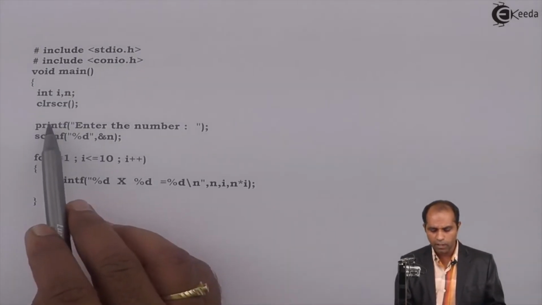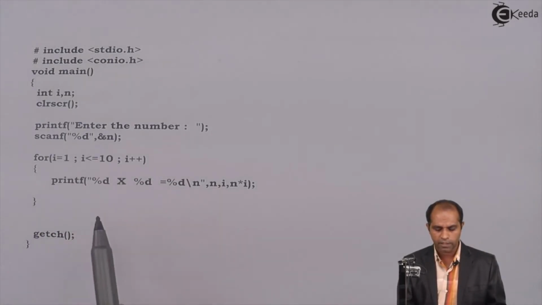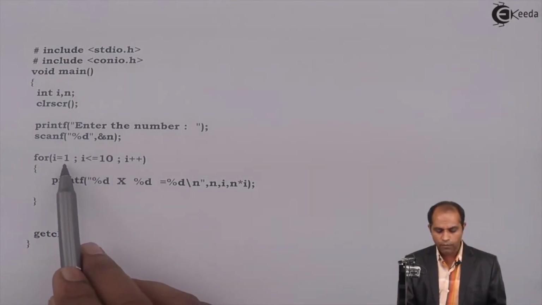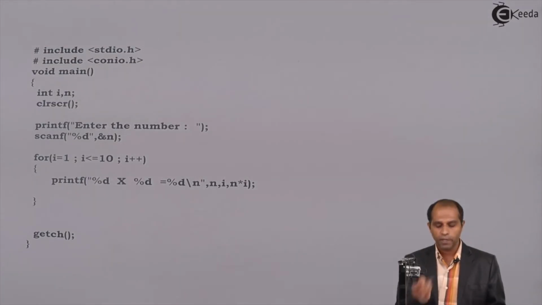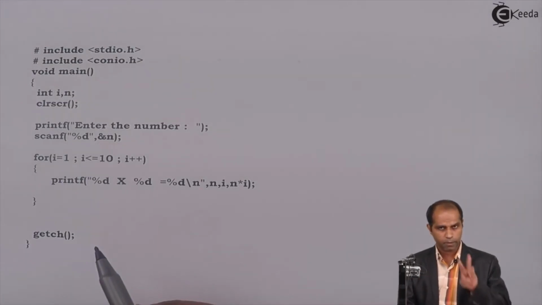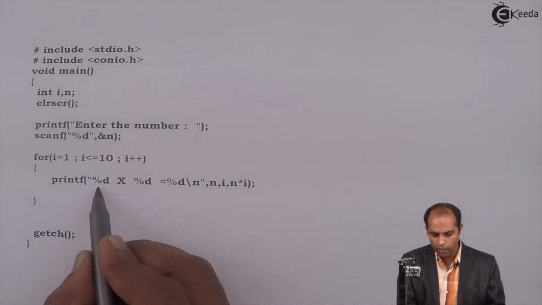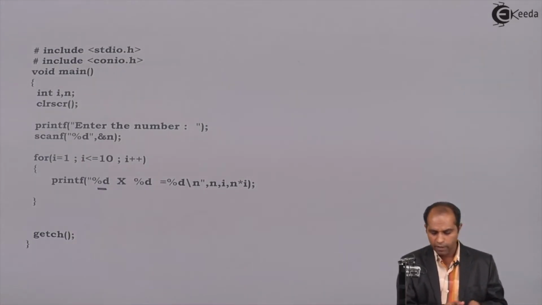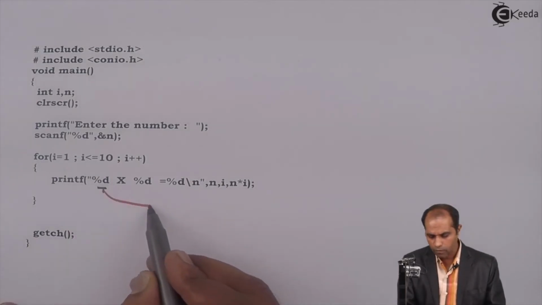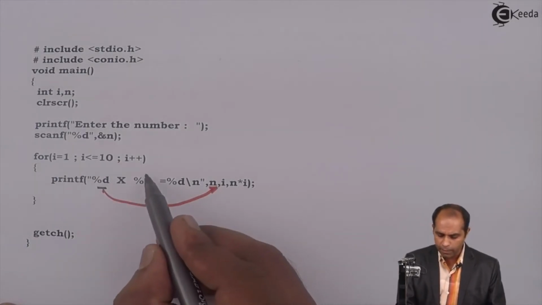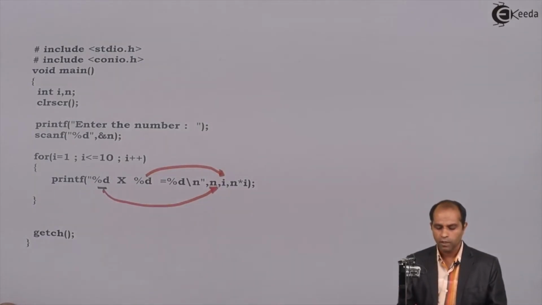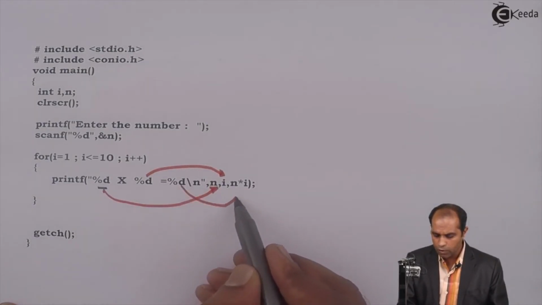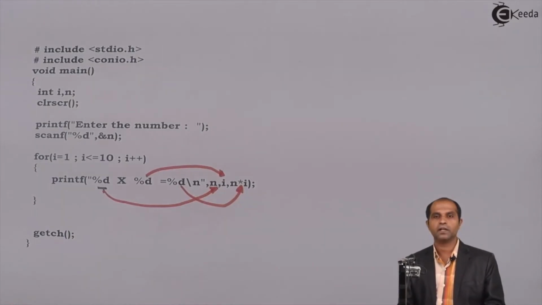Let's look at the code for implementing this particular program. I have this: ask the user to enter the number, read the number as n, take this I from 1 to 10. Since I'm supposed to print the values on the screen, I'm supposed to print 3 values. The first value corresponds to n. The second percentage d corresponds to the value of I. And the third percentage d corresponds to the expression n asterisk I.